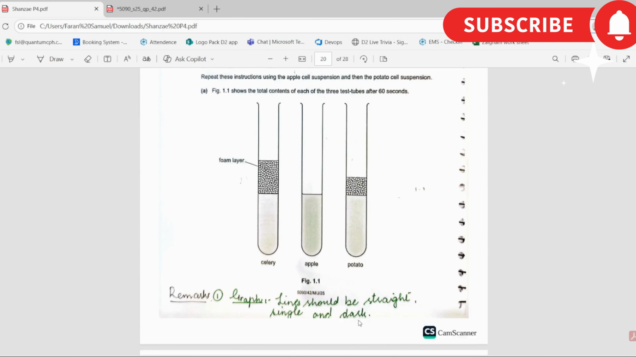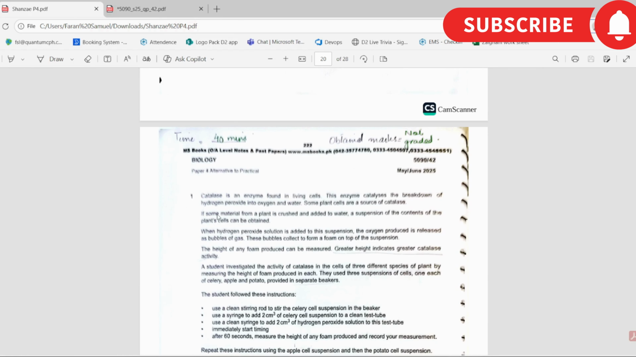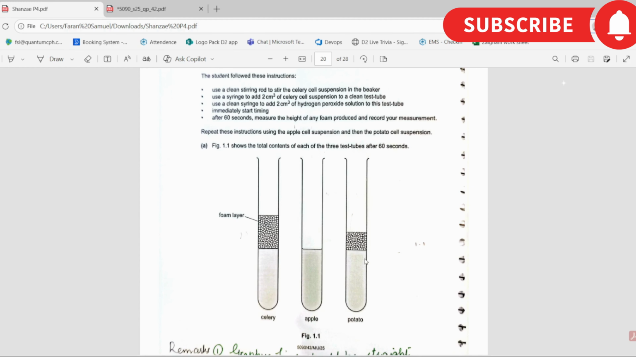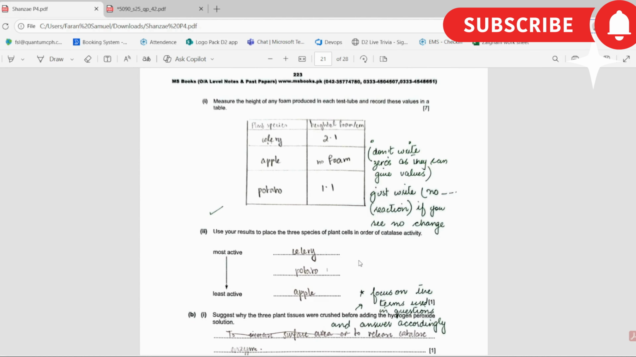Okay, what I've told you. Wait, what is given in the question? Let's move to the question. Then measure it according to that. Whatever is given in the question, we have to follow that.